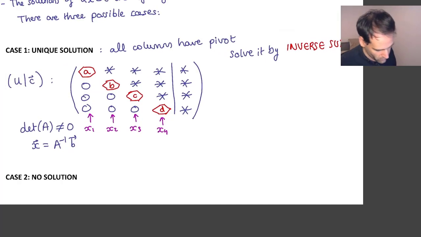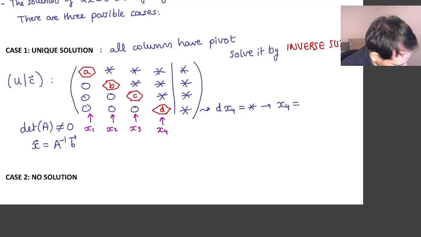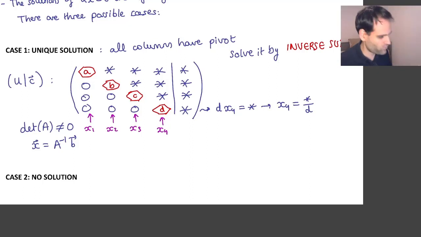So now, if you write this augmented matrix in the original form as a linear system of equations, the last row would be an equation that says d times x4 equals asterisk, where asterisk is some number. And therefore, x4 equals asterisk divided by d. So we have found x4. So using the last row, we find x4.